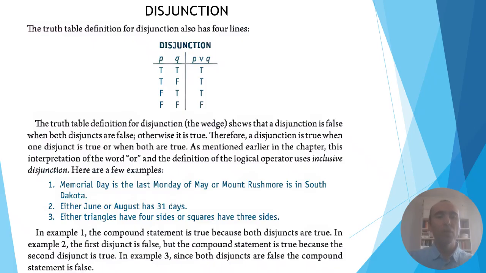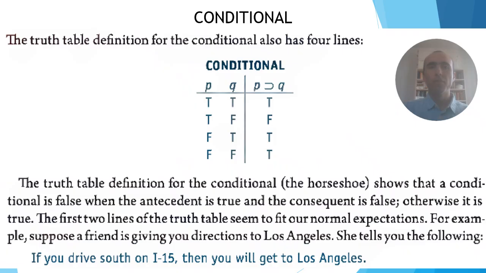In example 2, the first disjunct is false, but the compound statement is true because the second disjunct is true. That will be the case of the third row of the truth table. In example 3, since both disjuncts are false, the compound statement is false. That is the case of the fourth row of the truth table.